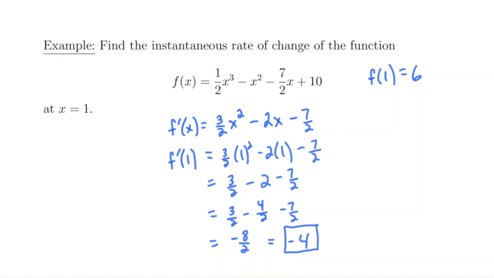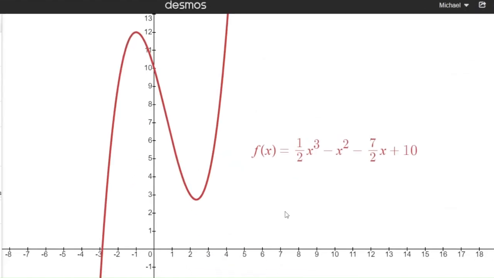Now graphically, what does this mean? Well, let's go to Desmos. Here's the graph of that function, f of x. And our point, 1 comma 6, is the point on the graph here. And again, that just means that f of 1 is 6, or the height of the function at x equals 1 is 6. The question, though, is what is the slope of the tangent line at that point? And it turns out when we figured it out, the slope was negative 4. And notice that looks reasonable here. It looks like that blue line could have a slope of negative 4.